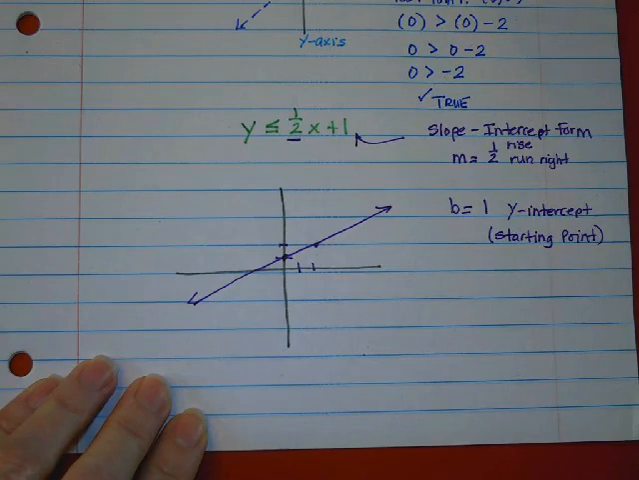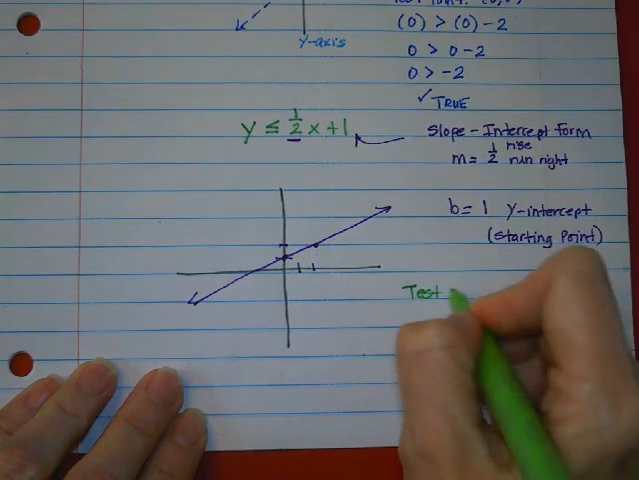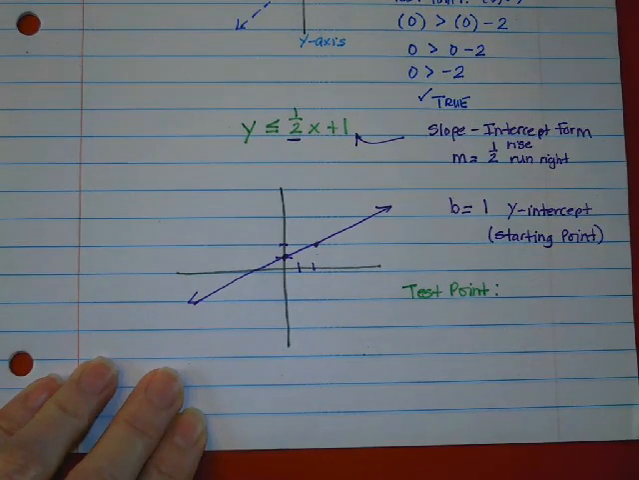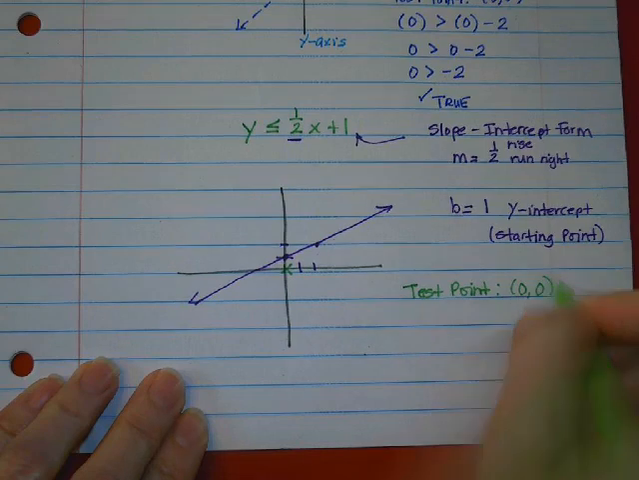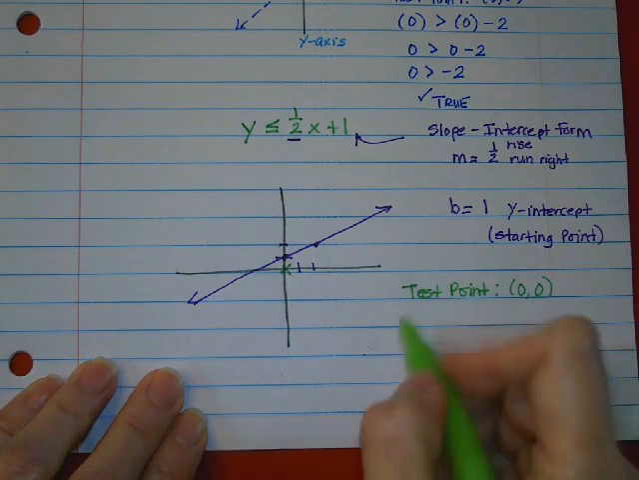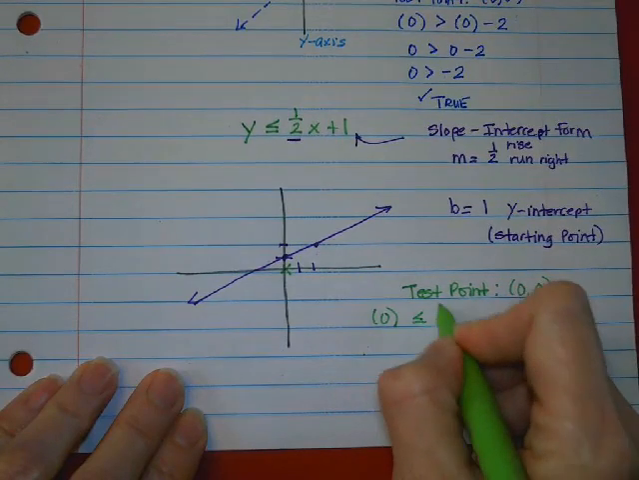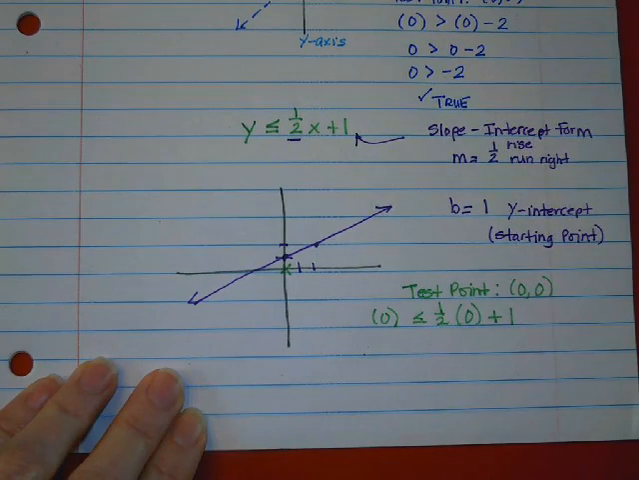What is the thing that we need to check for next? That's right, Fabian. We need a test point. All right. So what test point do we want to use, if at all possible, every time? That's right, Isaiah. We want to use 0, 0. So as long as our line does not go through 0, 0, we want to use 0, 0. So we're going to replace our y value with 0, less than or equal to 1/2. We're going to replace our x value with 0, plus 1.